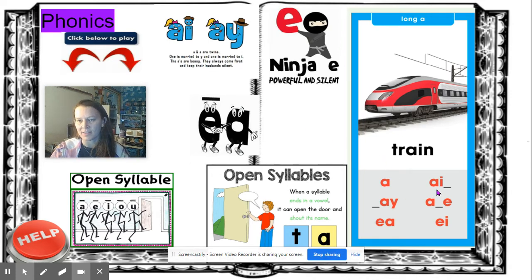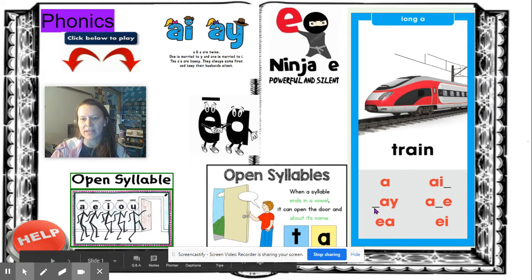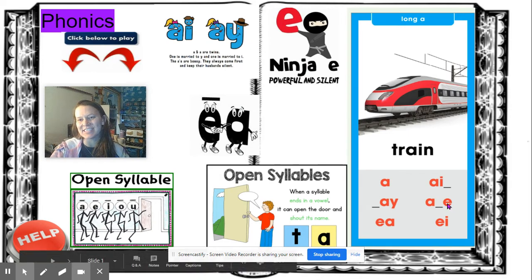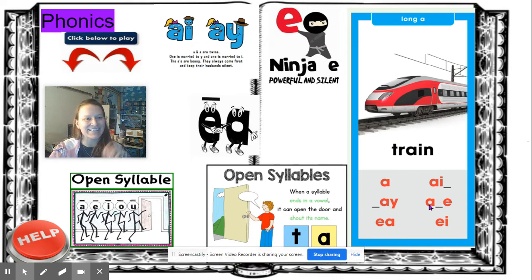And there they are on my card, AI, and it's giving you the blank down here because usually there's something else coming in the word. And this one has the blank before because that AY is usually at the end. And then Ninja E, we know, jumps over. It's real silent, right? Jumps over and kicks that vowel. So that's on your card over here to remind you that Ninja E is going to jump over some kind of consonant, some kind of letter, to tell A to say its name.